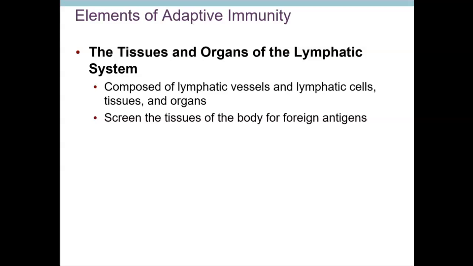In addition to the lymphocytes, we also have other tissues and organs of the lymphatic system that are involved in adaptive immunity. So we have lymphatic vessels, lymphatic cells, lymphatic tissues and organs throughout the body. And these function to screen the tissues and the fluids of the body for foreign antigens, and then the lymphocytes can get activated and initiate a response. In the next section, we're going to talk about some of the elements of adaptive immunity.